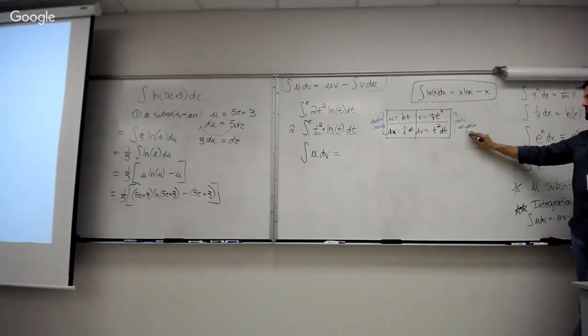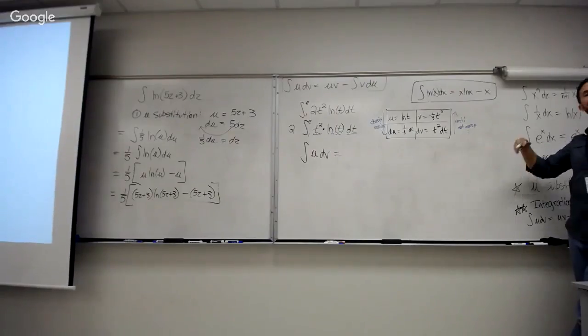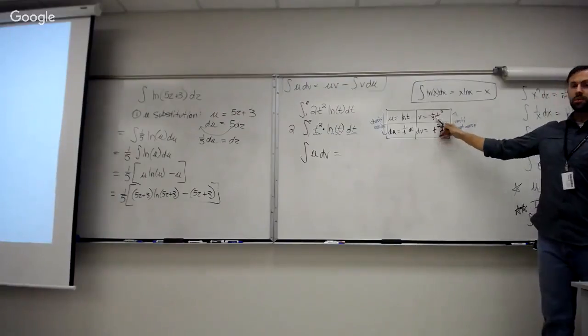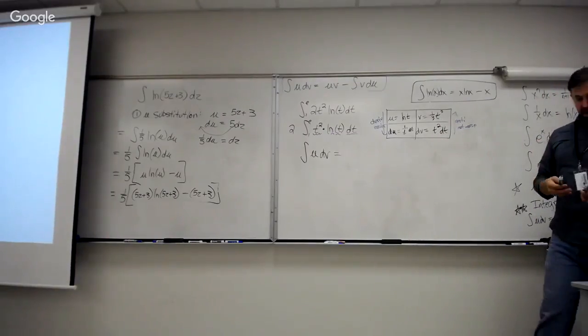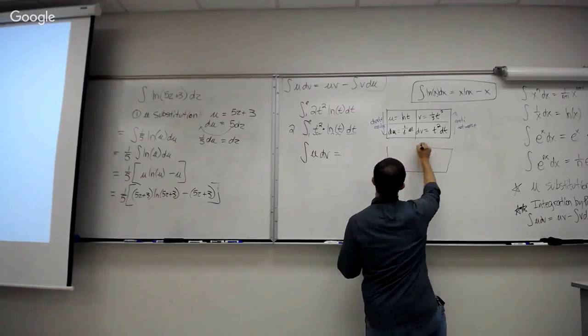Now, right there, you might say, Mr. G, I feel like that's worse. Because we went from a t squared to a t cubed. And you'd have a valid point. That does appear to be worse. This one appears to be easier. This one appears to be worse. Now, what you might consider, and you guys don't have to write this down, but consider the alternative.